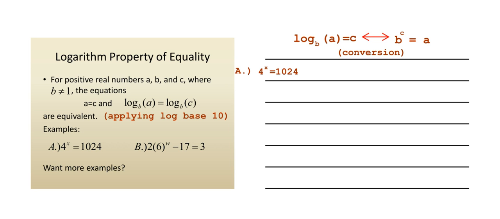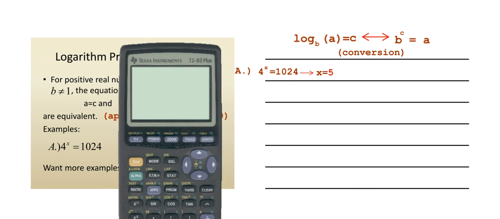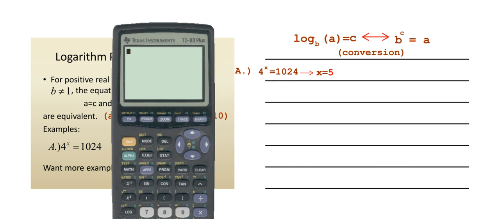So we have 4 to the x as our first example, equals 1024. Well, we can always convert this, agree? And we can find out that x equals 5. This is a fairly straightforward problem, because we can try it by guess and check. 4 times 4 gives us 16, times 4 gives us 64, times 4 gives us 256, times 4 gives us 1024.